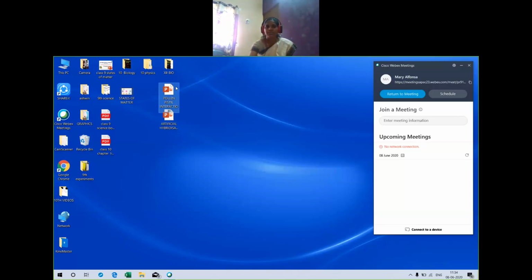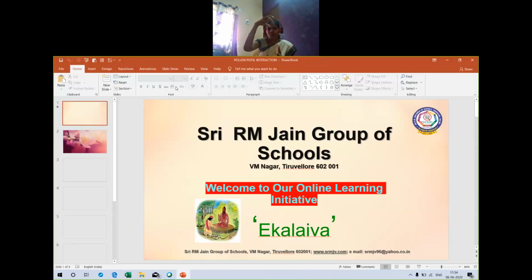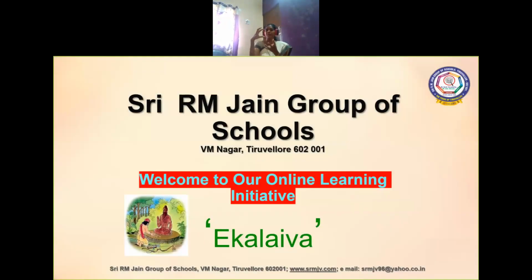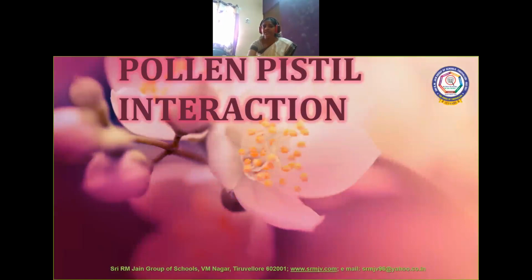So this pollen pistil interaction is nothing but this: once the pollen grain is deposited on the stigma, it has to be accepted by that stigma. Once it is accepted, the pollen grain will start forming a tube, which is called the pollen tube. The pollen tube will enter the stigmatic tissue and go down through the style to reach the ovary, entering the ovary to release its germ cells. All these events together we call pollen pistil interaction.